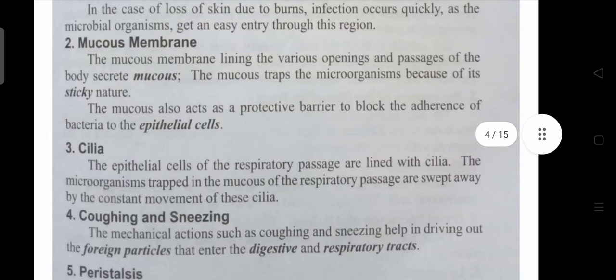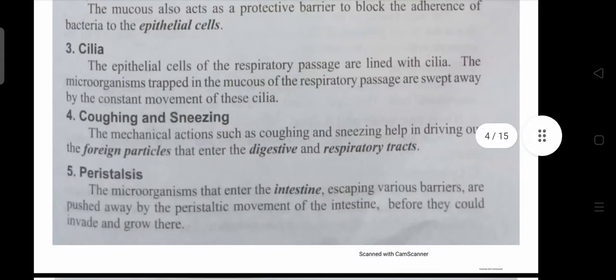Then cilia. What is cilia? Cilia are on the epithelial cells of the respiratory passage. We all know that the respiratory passage is lined with many cilia, and due to the constant movement of the cilia, the entrapped microorganisms in the mucus of the respiratory passage are swept away. That is the function of cilia.